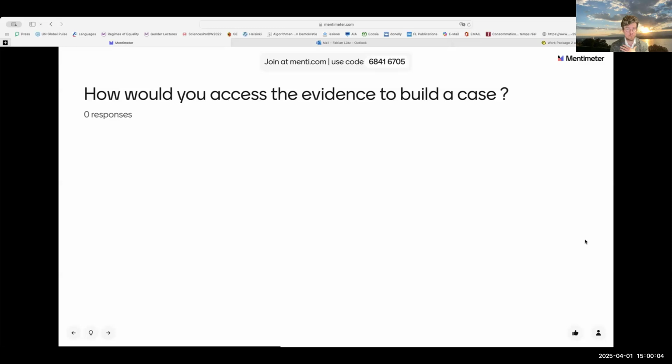So for example, you are affected, and you would fall under Article 85, 86 under the AI Act, or on the basis of non-discrimination law. You want to build a claim. In order to build that claim, you obviously need to prove that something is wrong. So you need to access evidence. You need to know about it. You need to find the evidence somewhere, be it public sources, private sources. So the question is basically, how would you access the evidence and build your case?